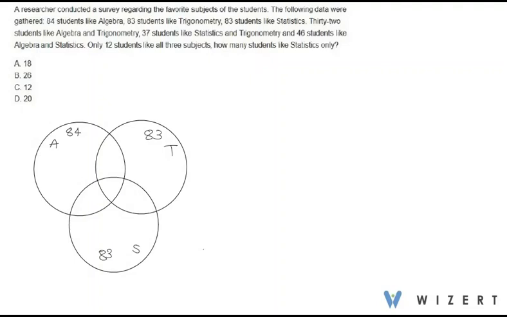Now it is given that 32 students like algebra and trigonometry. So this overlapped part is representing 32 students. So this is 32. Similarly, 37 students like statistics and trigonometry. So this overlapped part entire from here to here is representing students who like statistics and trigonometry. And this is representing 46 students who like algebra and statistics. And this middle portion where all three circles have overlapped is representing 12 students who like all three subjects. How many students like statistics only?